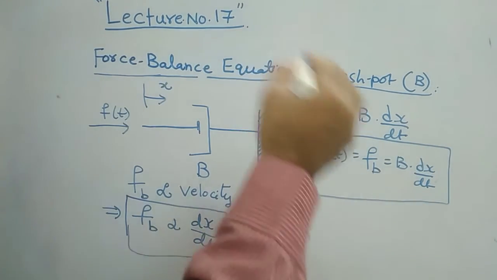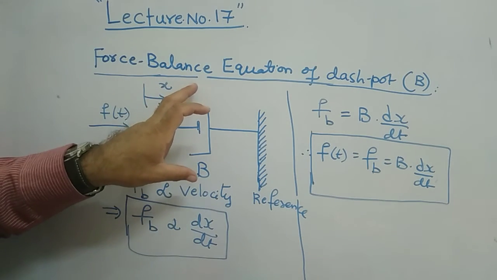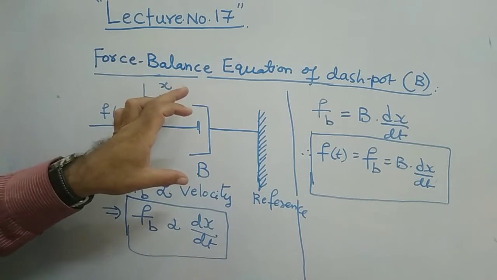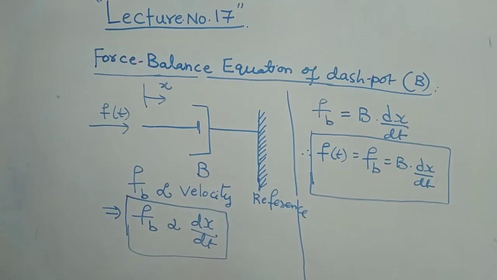This is another very important equation, and it is very simple to remember. Whenever you have B, that is the dash pot, it comes as B into dx by dt. B into dx by dt, you have to remember.